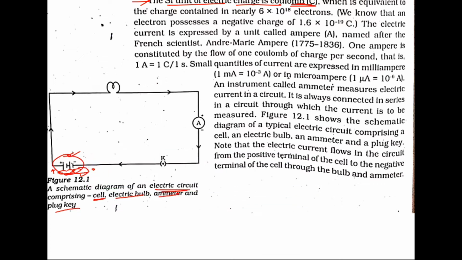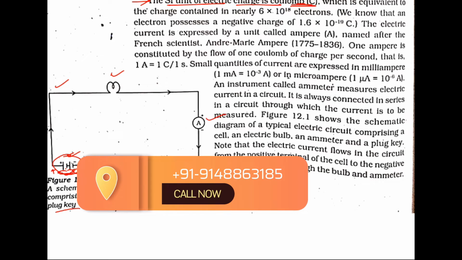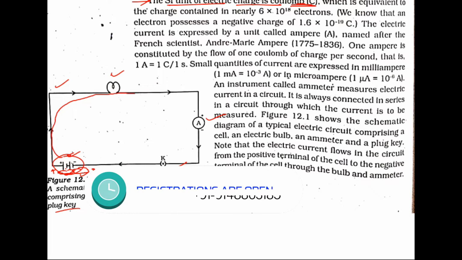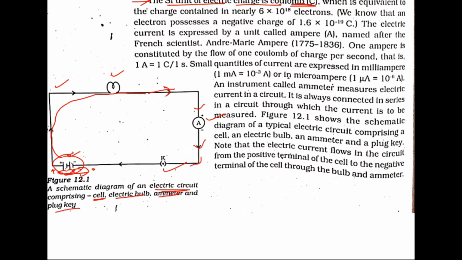From this battery, this is the bulb. This bulb and this battery are connected with a link, that is called wire. After that, this is the ammeter and this is a switch. The electric current starts from the positive terminal, passes through the bulb, continues through the ammeter, then enters the switch, and after that enters the negative terminal.